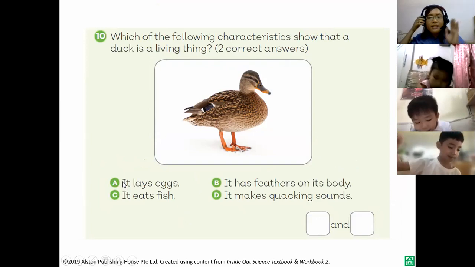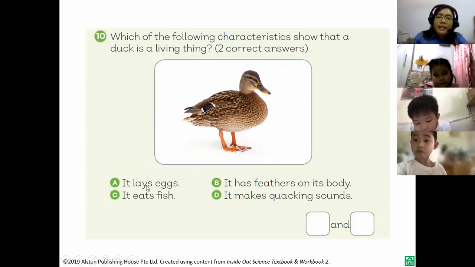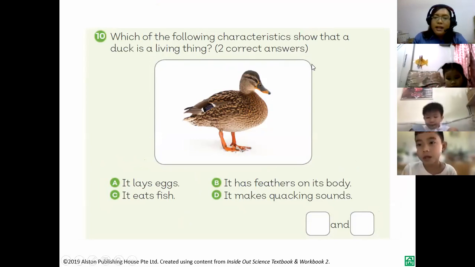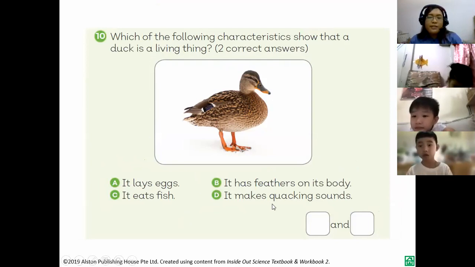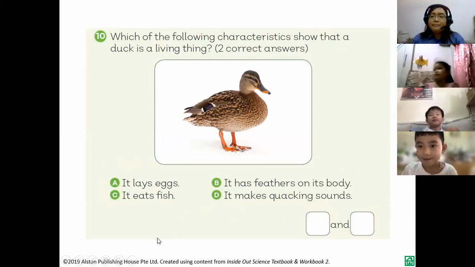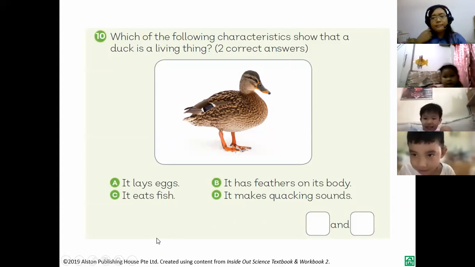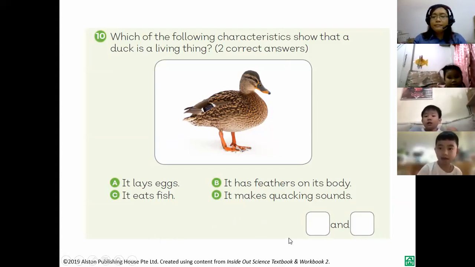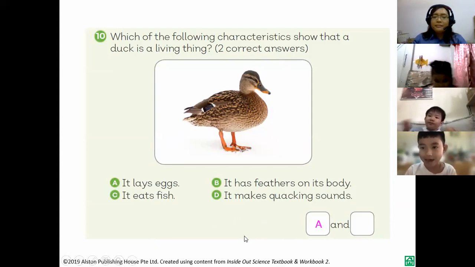So listen first, listen. Letter A, it lays eggs. Letter B, it has feathers on its body. Letter C, it eats fish. Or letter D, it makes quacking sound. So what are the best answers? A and D. Very good.